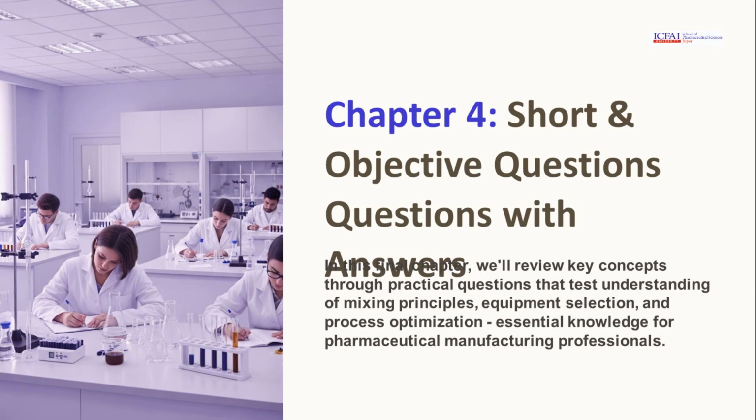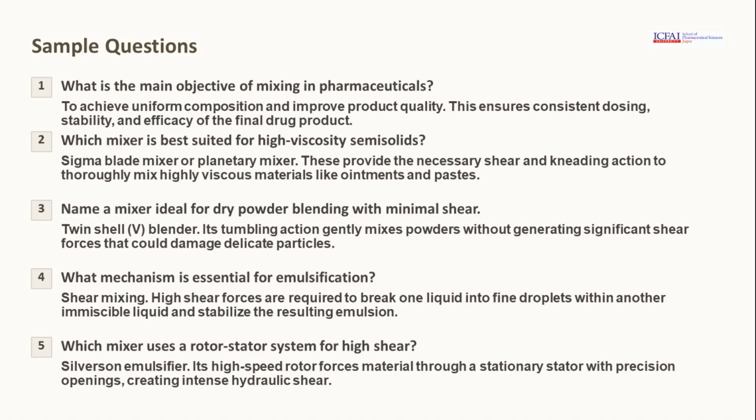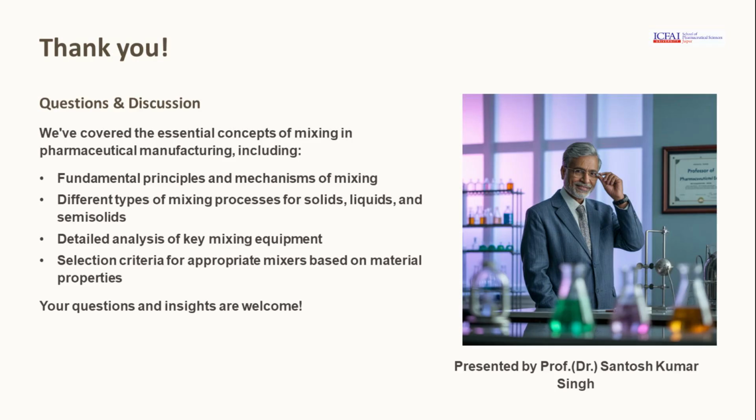Chapter 4 focuses on practical questions to test understanding of mixing principles and equipment selection in pharmaceutical manufacturing. Sample questions cover objectives of mixing, suitable mixers for specific materials, and mechanisms for emulsification in pharmaceuticals. We've covered essential concepts of mixing in pharmaceutical manufacturing, including principles, equipment, and selection criteria.